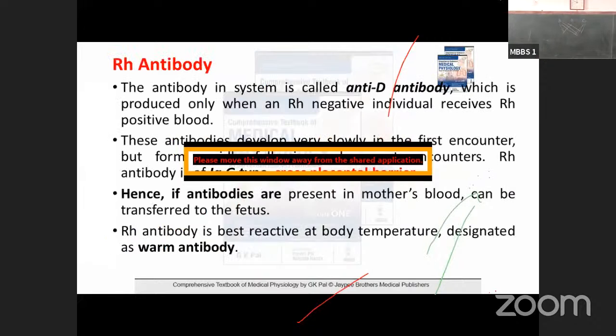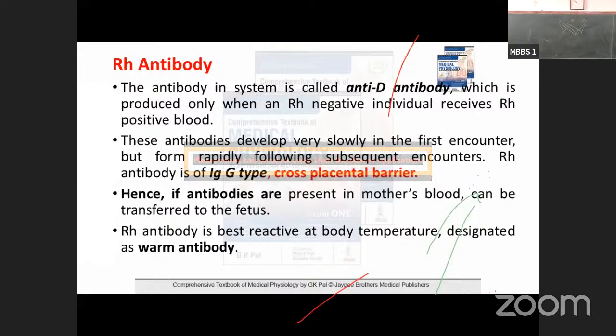Then Rh antibodies. Rh antibodies are produced only in the Rh negative. This is again important: Rh incompatibility, or erythroblastosis fetalis. Short note: erythroblastosis fetalis. So, what is the importance of the Rh antibody?